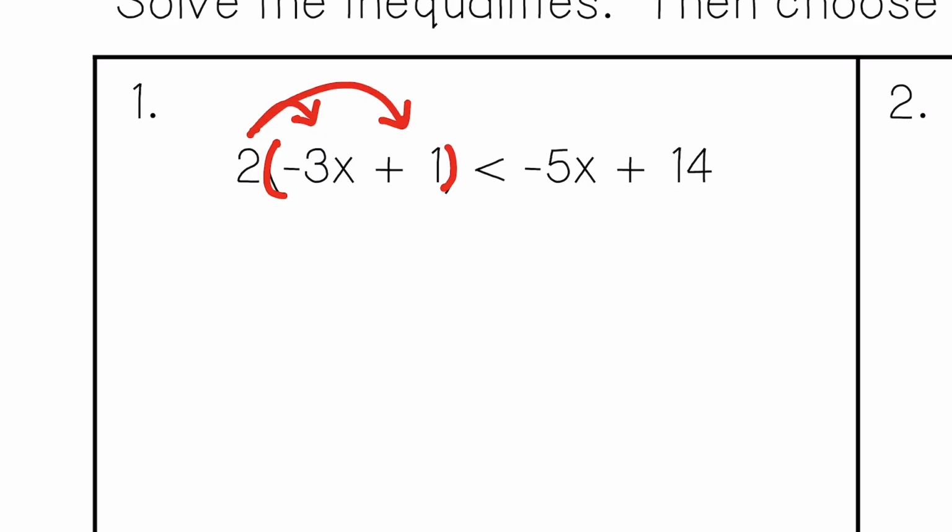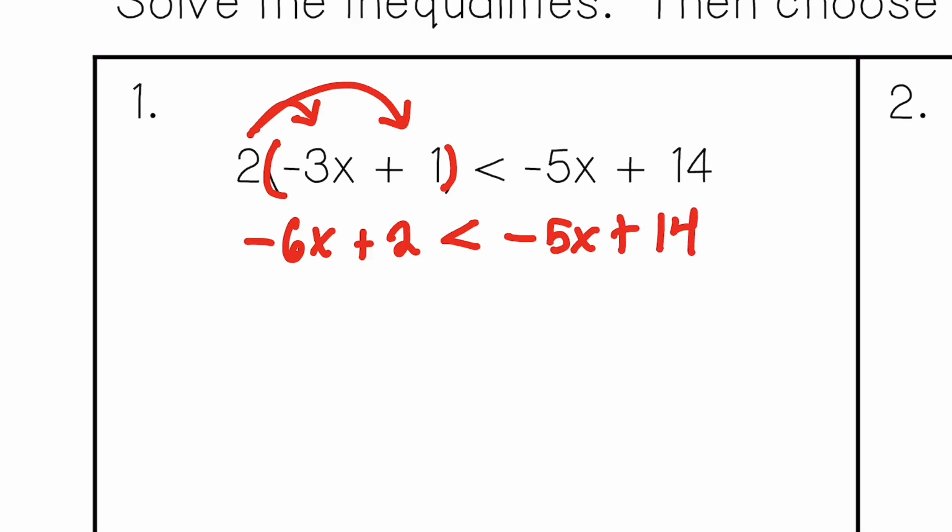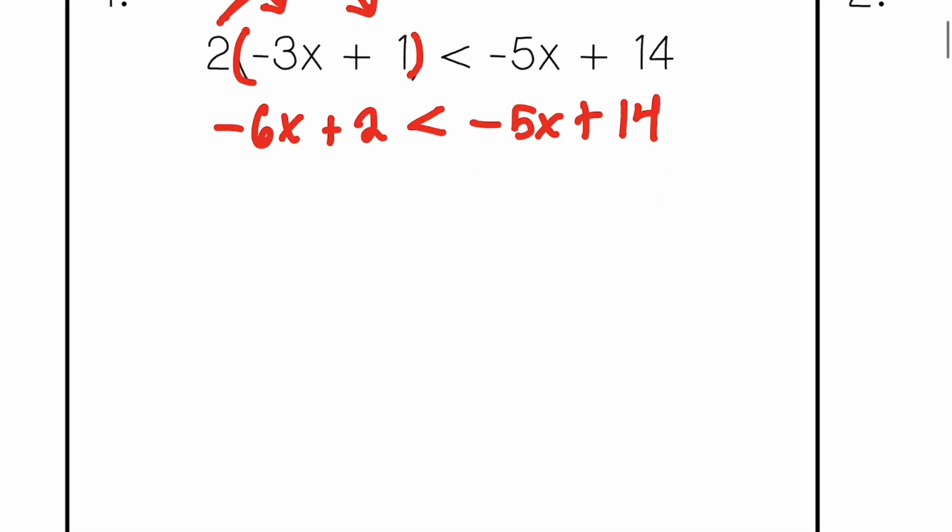2 times -3x is -6x. 2 times 1 is +2. Is less than -5x plus 14. All right, now we are ready to solve. So let me put my line down my sign once again.